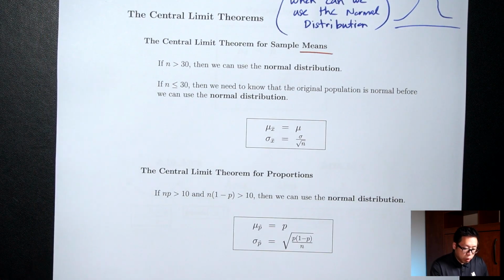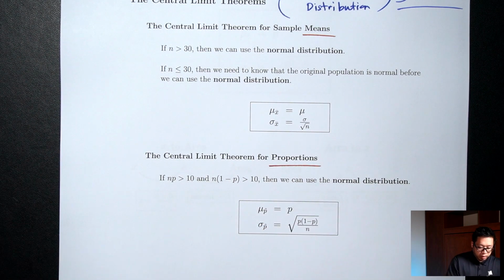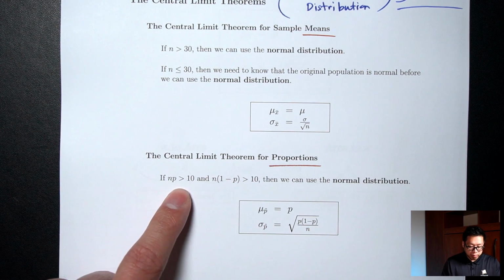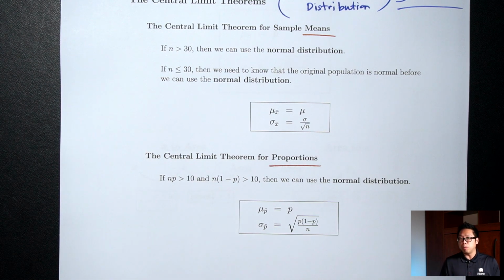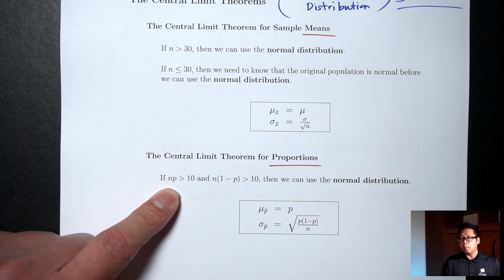Now, for the proportion situation, when are we allowed to use the normal distribution? Same idea. If your sample size is big enough, then yes, you can use the normal distribution. So what does big enough mean in the proportion situation? It doesn't have to do with 30, right? It has to do with these two criteria. So if n times p is greater than 10 and n times 1 minus p is greater than 10, then yes, you can use the normal distribution. N here is the sample size, p is the population proportion.